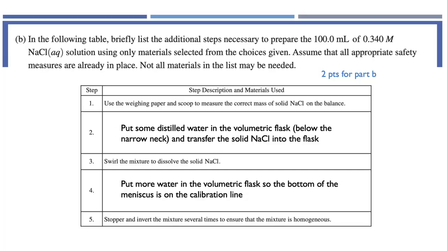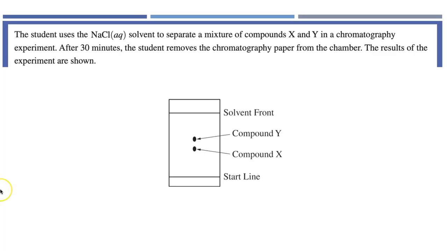Part B was worth 2 points. 1 point for your explanation in step 2: put some water in the flask and transfer the sodium chloride into the flask. And then another point for a correct explanation of what to do in step 4: put more water in the volumetric flask. Bring that volume up to 100 mils so that your meniscus is right on that calibration line from the volumetric flask. And then there's a whole chromatography thing going on.